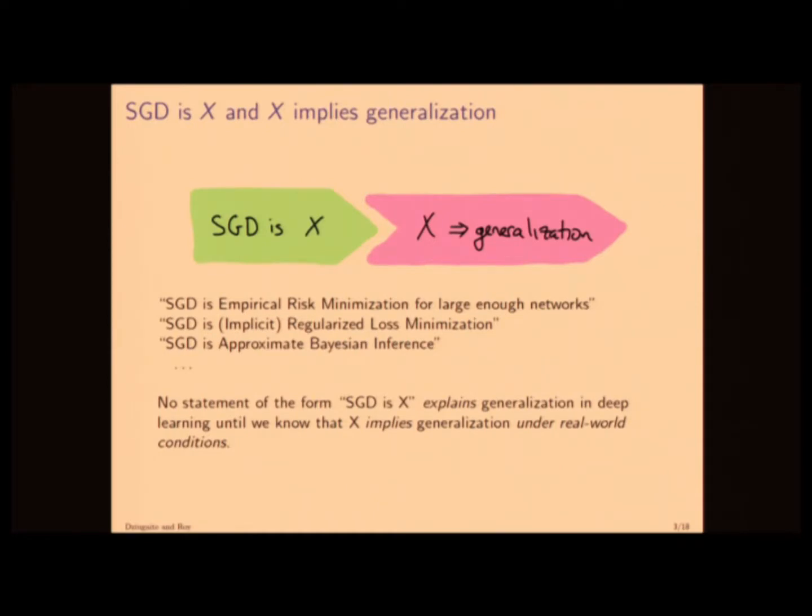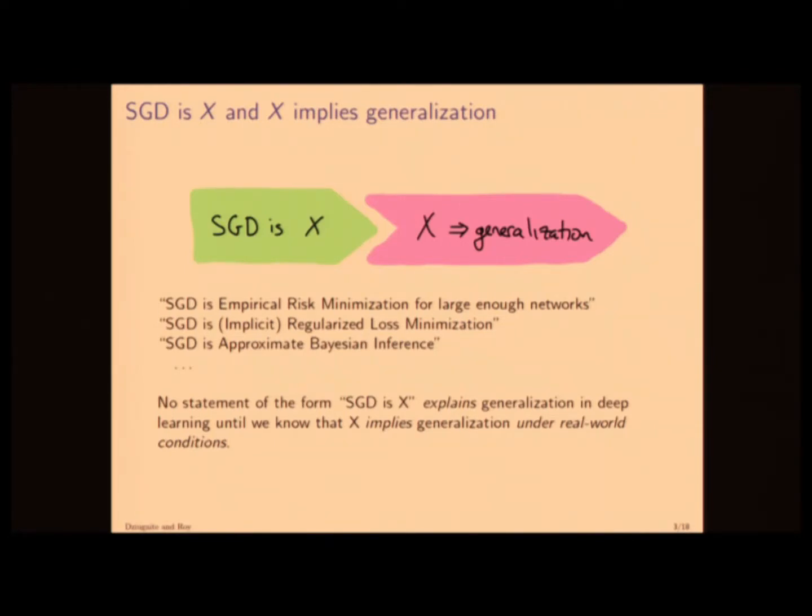All right, so there's a lot of work of the form "SGD is x," and then the implication is that x implies generalization, and there's usually not a caveat on the second part. So: SGD is acting like empirical risk minimization for large networks. SGD is doing some kind of implicit regularized loss minimization. SGD is approximate Bayesian inference.